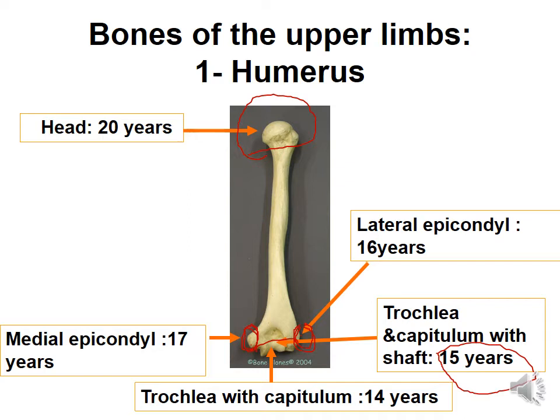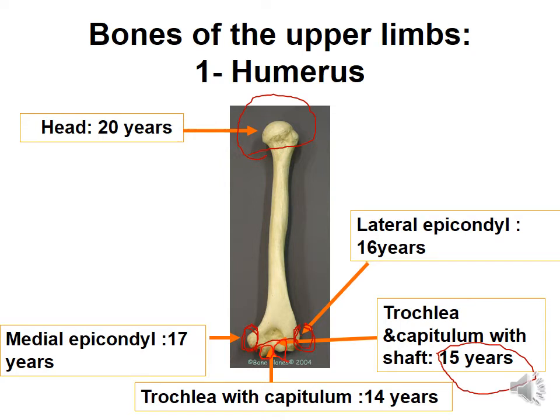Make sure you study the anatomy very well. Remember anatomy, remember the different parts of the bone. The trochlea and capitulum are the two small bones at the lower end of the humerus. These bones unite together, attached to each other at the age of 14 years, and then they are attached to the shaft of the humerus at the age of 15.